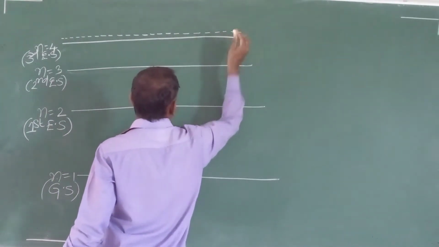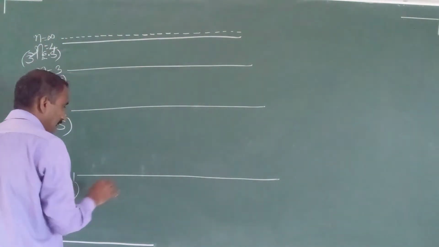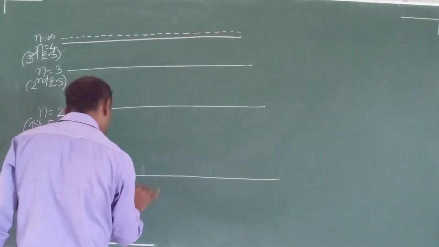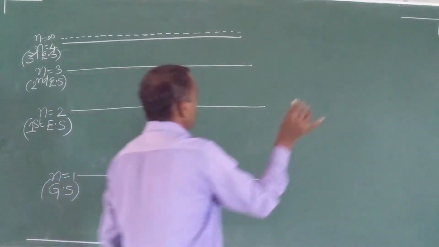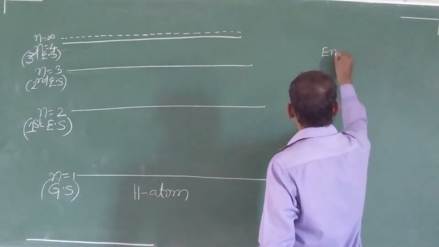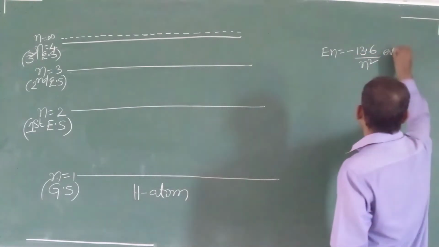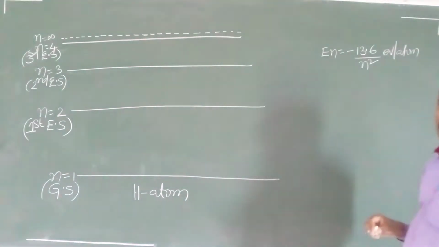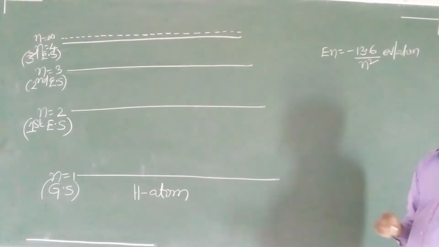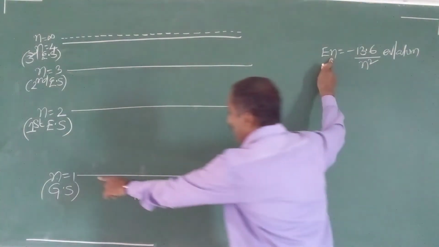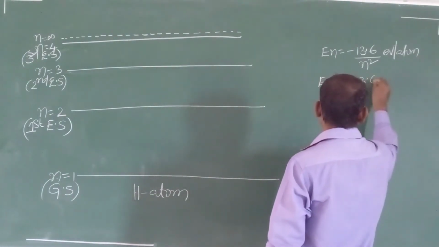So your energy values you should remember. This is the infinity orbit. Now we are considering the energy levels of hydrogen atom. Infinite orbits are there. For hydrogen atom, the energy formula is En equals minus 13.6 by N square electron volt per atom. Anyhow Z value is 1. So in case of first orbit, N is equal to 1, E1 equals minus 13.6 by 1.